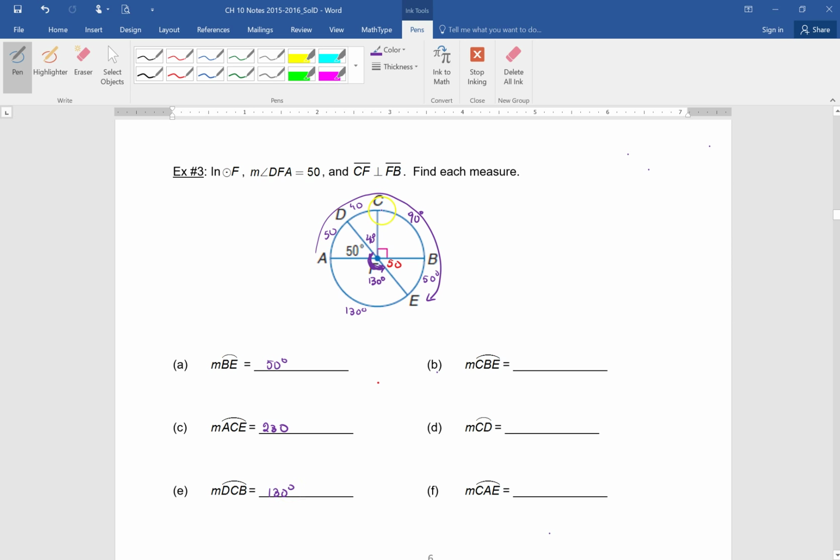CBE, C to B, that's 90. To E, that's another 50, so 140. Arc CD is how big? And how about CAE? 220. Okay?